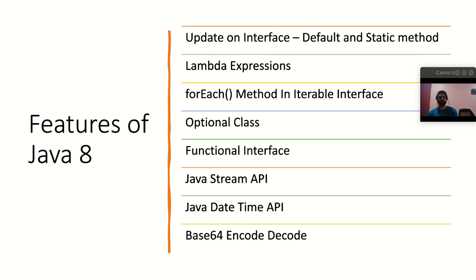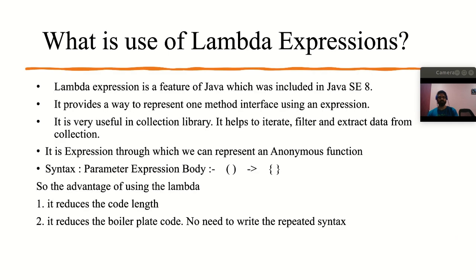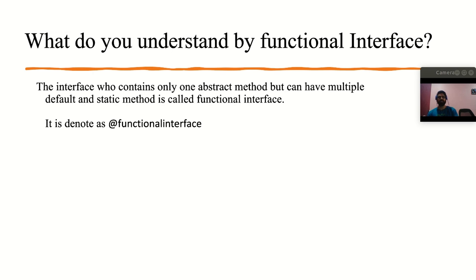So the next question you encounter is: what is the use of lambda expression, which I have explained to you. And what do you understand by functional interface? Okay, this is also explained. To make any interface a functional interface, you can mark it with the annotation @FunctionalInterface. So the compiler will know that this is a functional interface. It will check that there should be only one single abstract method. If there is more than one abstract method, then the compiler will give a compile time error, right?